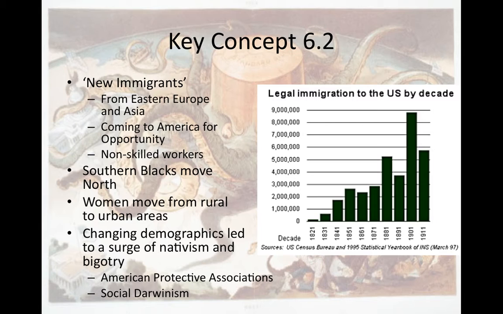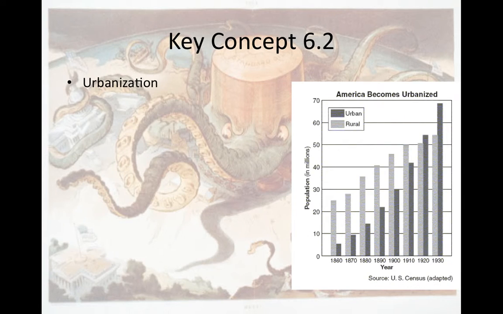Now, as you can probably imagine, because this is America, changing demographics led to a surge in nativism and discrimination against these new groups. So, what do white Protestant Americans form? American Protective Associations, which are basically racist and prejudiced organizations intended at maintaining the status quo. And then, of course, the persistence of the social Darwinist theories that we'll come back to later in Key Concept 6.3.